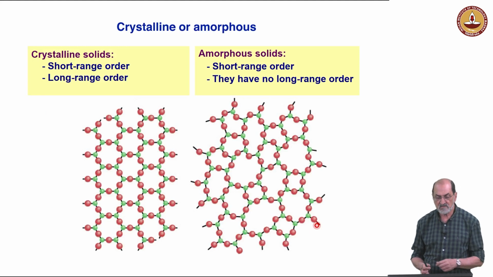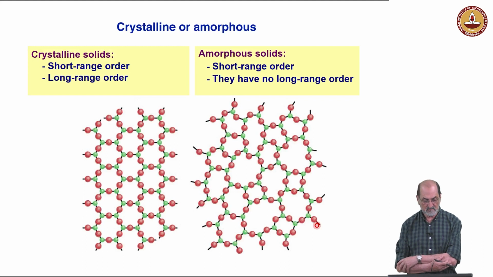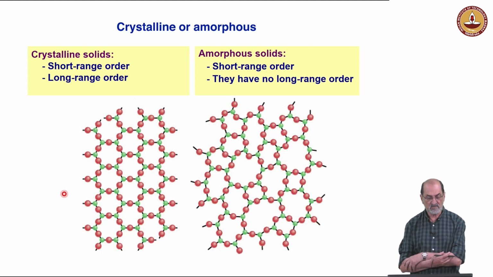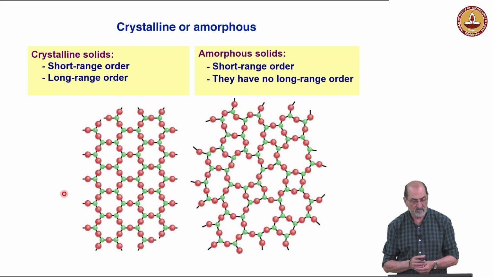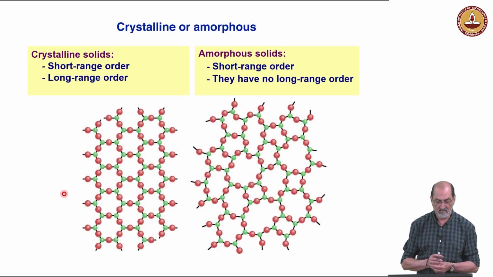Here we have a sketch to show what the crystal and amorphous solid are. On the left, we have a crystalline solid, where we see a short range order. Every atom, for example, every red atom has 2 green atoms close together, and the green atoms have 3 red atoms close to them. And also there is a long range order. You see it just by eye.